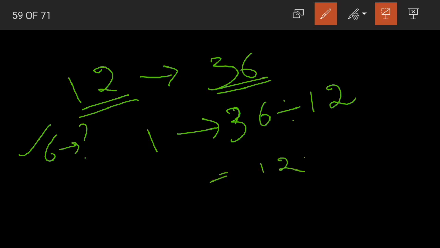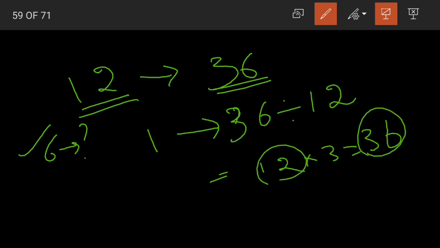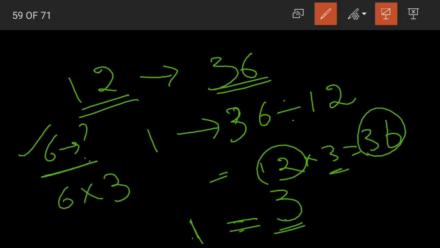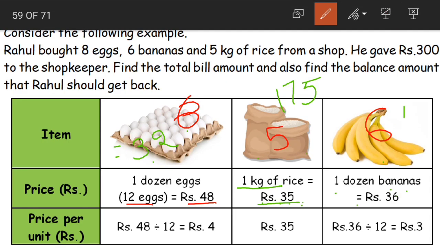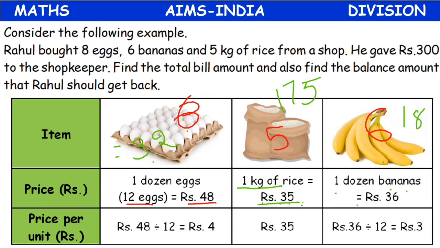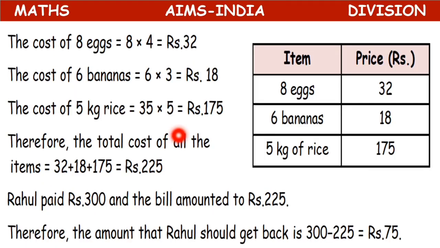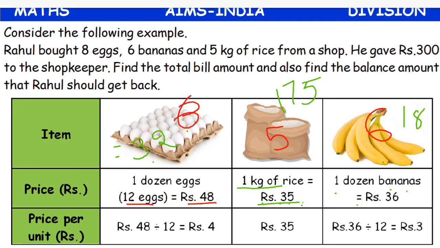We know that 12 3s are 36. So 36 divided by 12 will be equal to what? 3. Now what is this 3? It is the cost of 1 banana. Then the cost of 6 bananas would be 6 into 3. That is equal to 18. Yes. So 18 rupees is the cost of 6 bananas. 8 eggs is 32 rupees, 6 bananas 18 rupees, 5 kgs of rice 175 rupees.